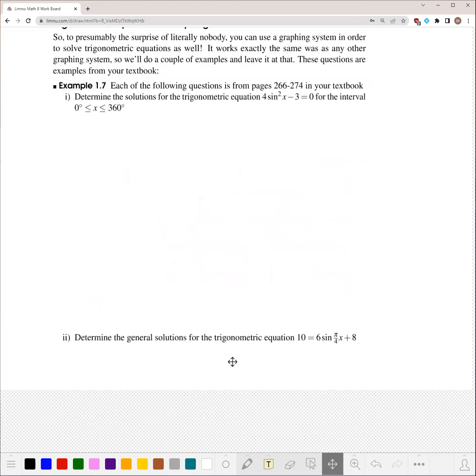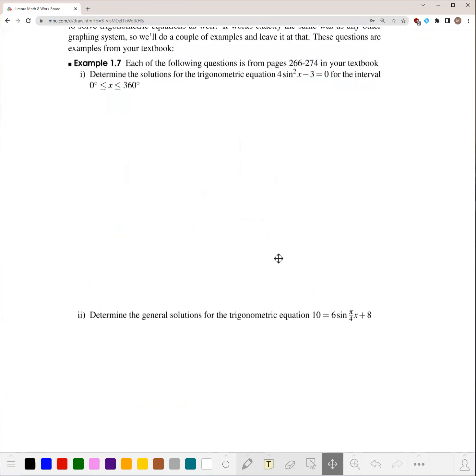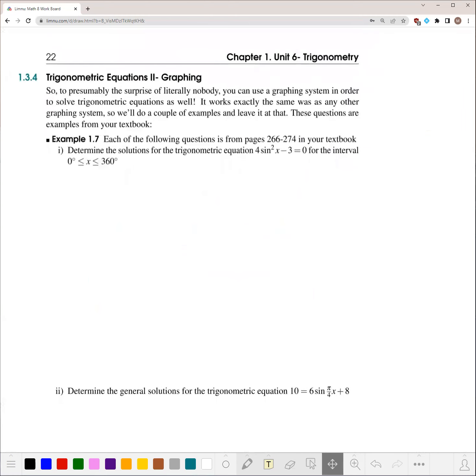Another thing we can do here is solve questions by graphing them. I don't know if we really need to do practice ones on these, so why don't you go ahead and do these?